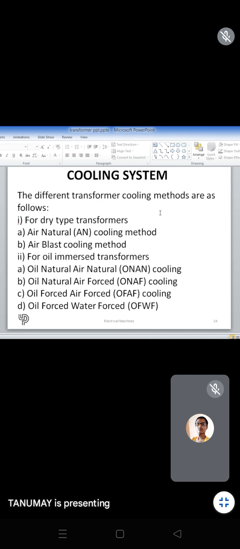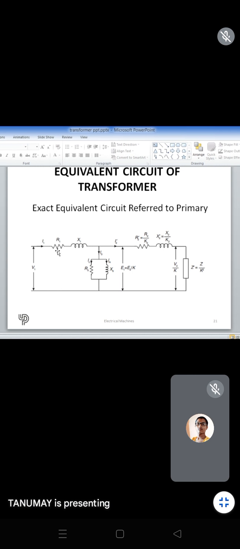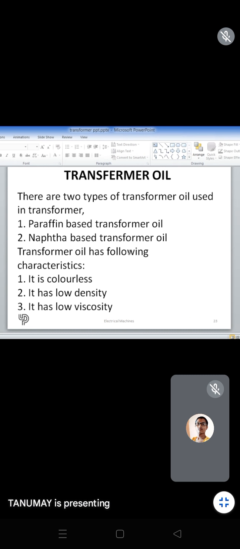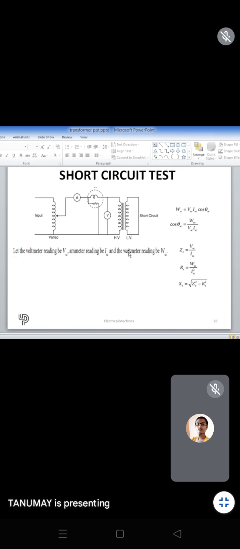If you see its equivalent circuit, you can realize we have got the value of Re. We have also got the values of R0, X0. We have got the values of I1, I0. In this way, we can find out the circuit parameters by performing the open circuit and short circuit tests. So this is all about the single phase transformer. Clear?